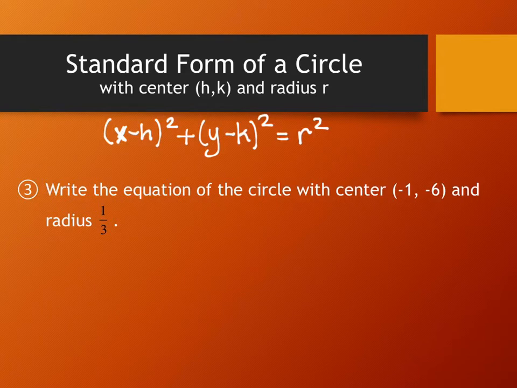Okay, so somebody tell me what equation you ended up with when you wrote this down, and then we'll talk about maybe why it works or doesn't work if we end up with an error. It's okay. (x + 1)² + (y + 6)² = 1/9. Okay, is that what we have? Okay, I see some nodding, that's good.